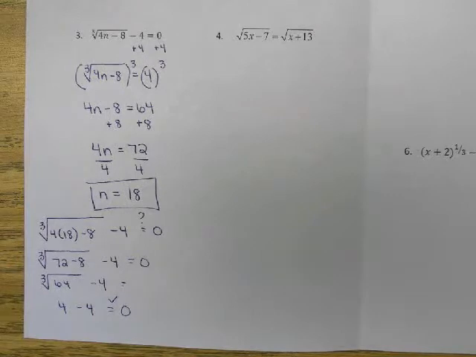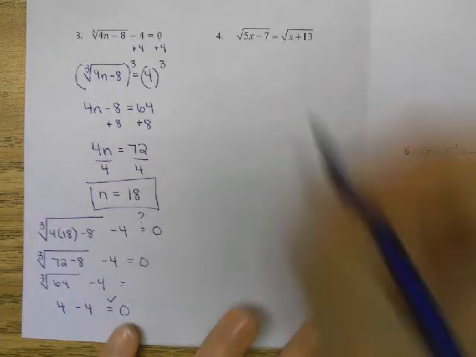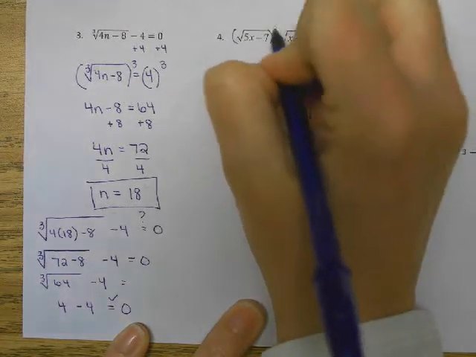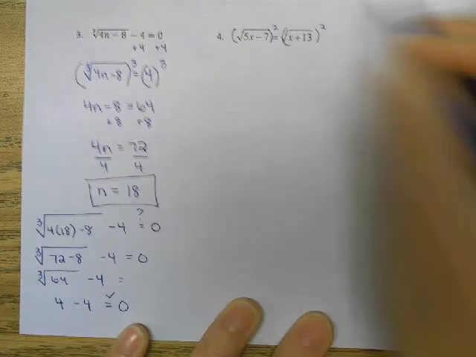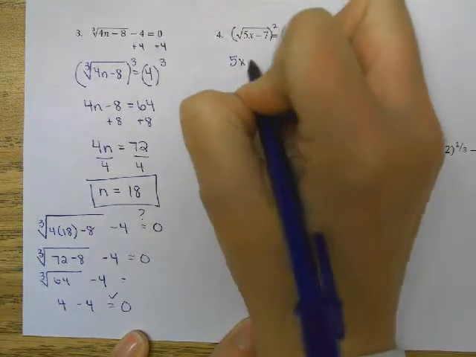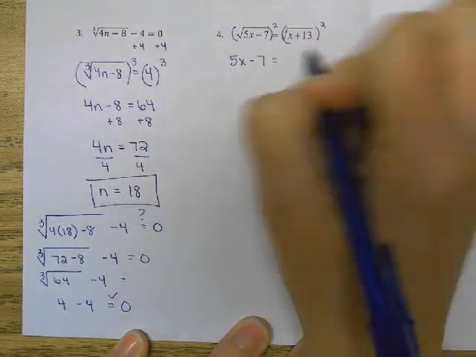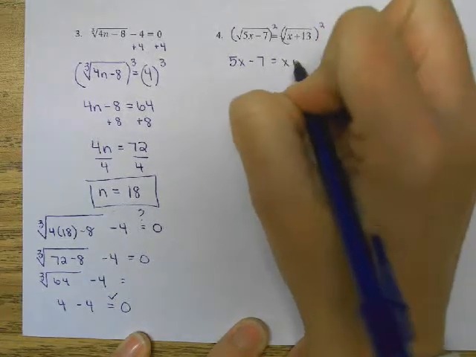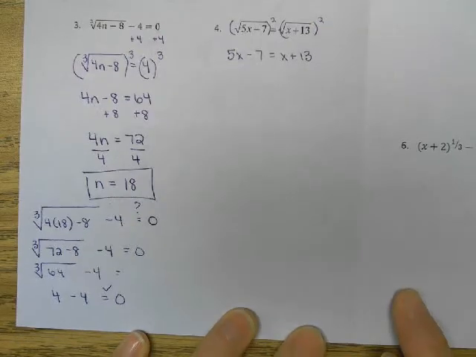Right here, I have a square root on both sides. I'm not going to move anything around. I'm actually just going to square both sides from here, because when I do that, it'll get rid of both square roots. So on the left-hand side, I'm going to get 5x minus 7. And on the right-hand side, I'm going to get x plus 13.